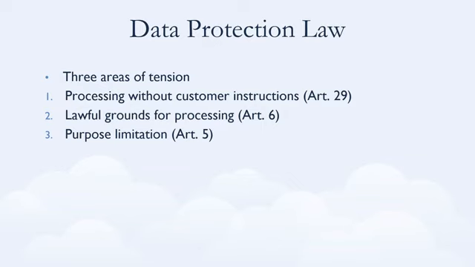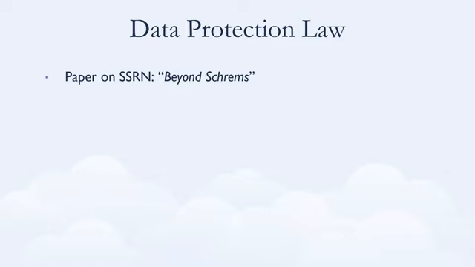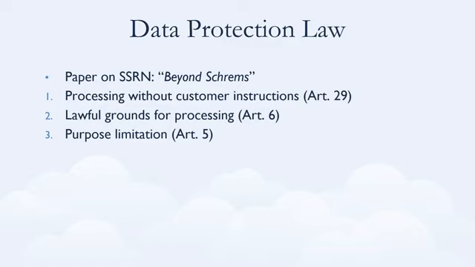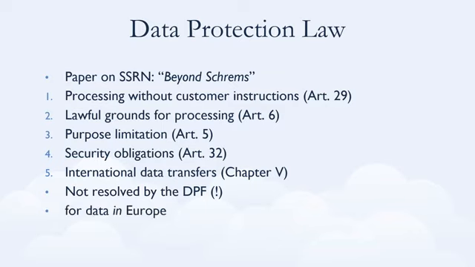So because of those three areas of tension, we argue that there is good reason to believe that a provider would breach the GDPR when disclosing European customer data to the US government. We have a paper on SSRN, which goes into all these points in a lot more detail. So if that's something you're interested in, then I recommend having a look. We cover those three points, as well as the question of security obligations under Article 32, and we also touch upon the issue of international data transfers under Chapter 5, and we argue that that issue is not fully resolved by the data privacy framework, at least not when it comes to disclosing data which are stored in Europe.